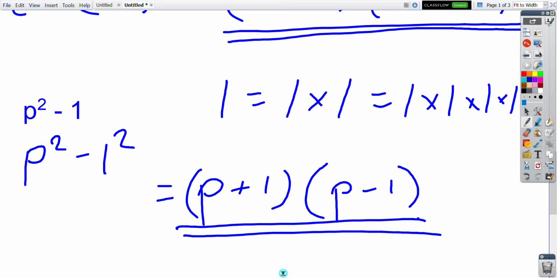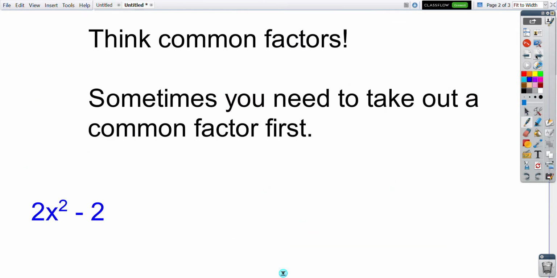Okay, hopefully that makes sense. So let's look at some slightly more complicated things. Basically, when we're doing factorization, there's three things: trinomials, which we've yet to look at, common factors, which we've already looked at, and difference of two squares, which we're looking at now.